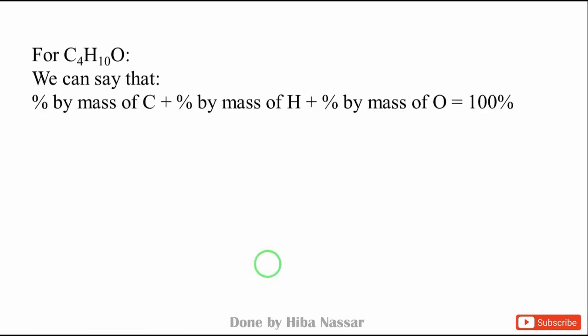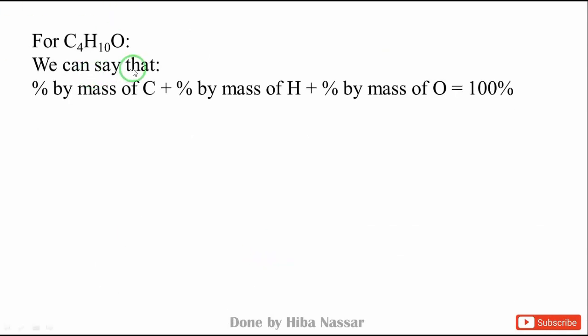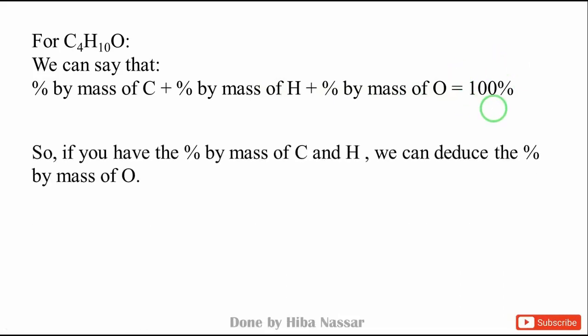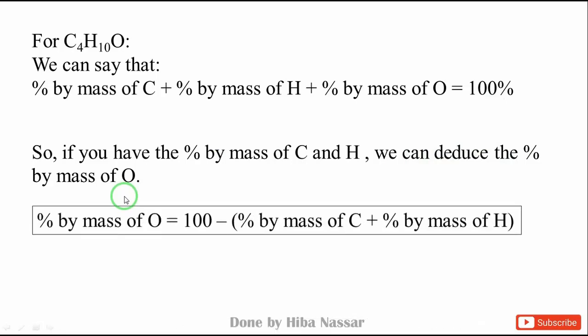So for butanol, we can say that percentage by mass of carbon plus the percentage by mass of hydrogen plus the percentage by mass of oxygen is equal to 100. So if you have the percentage by mass of carbon and hydrogen, we can deduce directly the percentage by mass of oxygen. So we can say that percentage by mass of oxygen is equal to 100 minus the total percentage by mass of carbon and hydrogen.